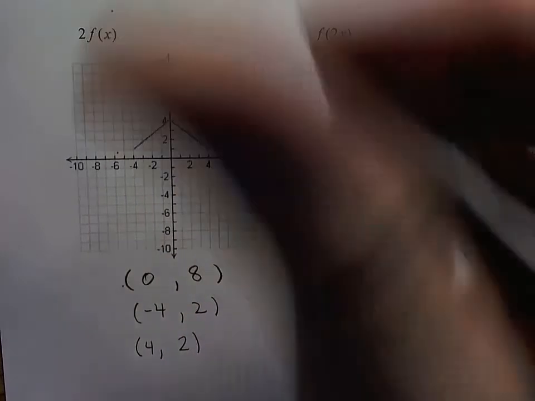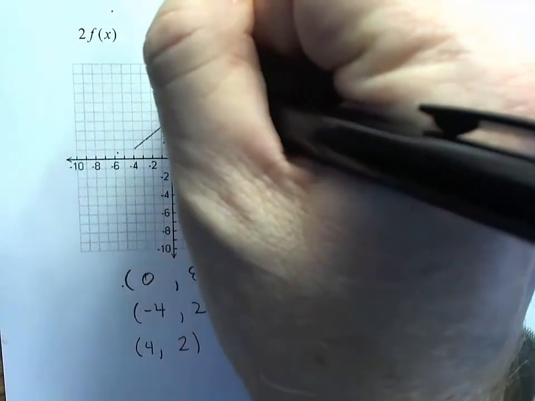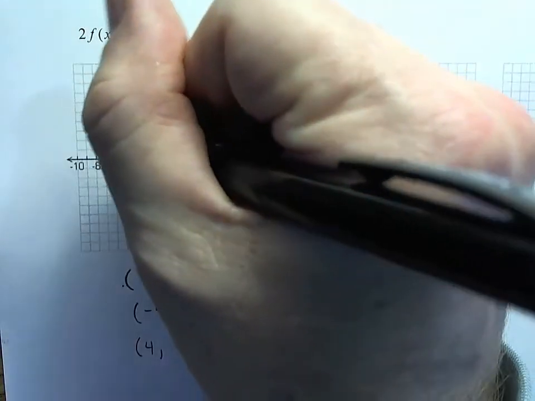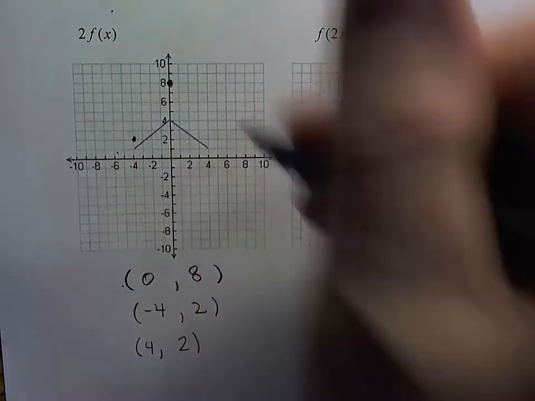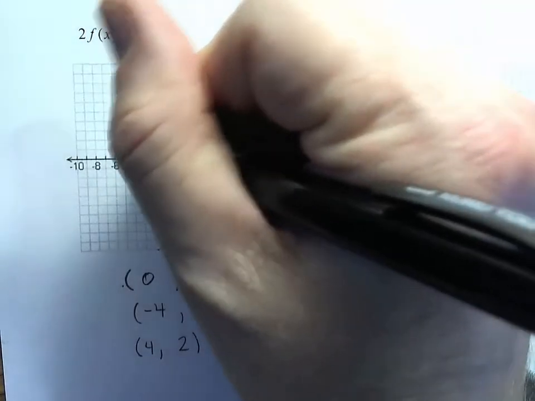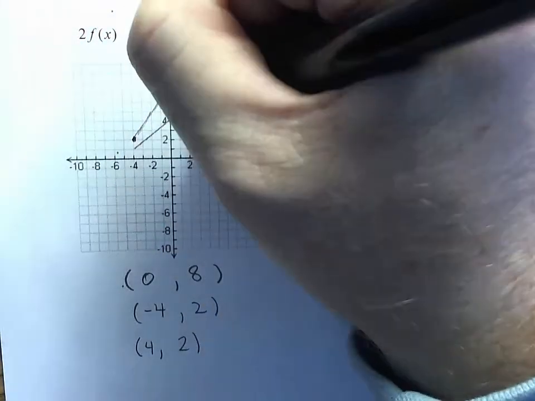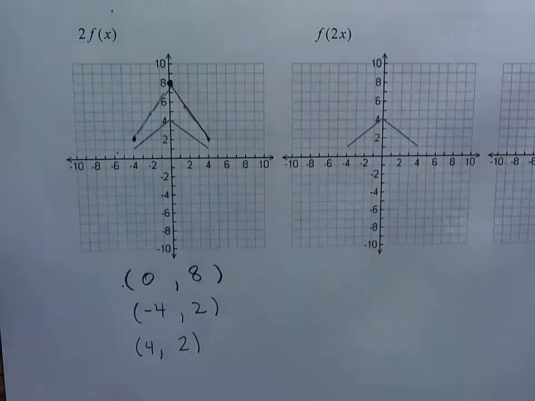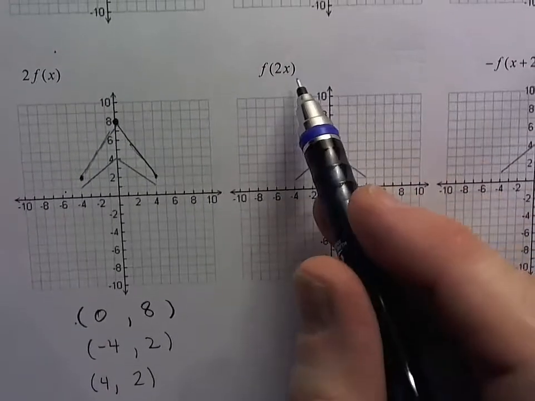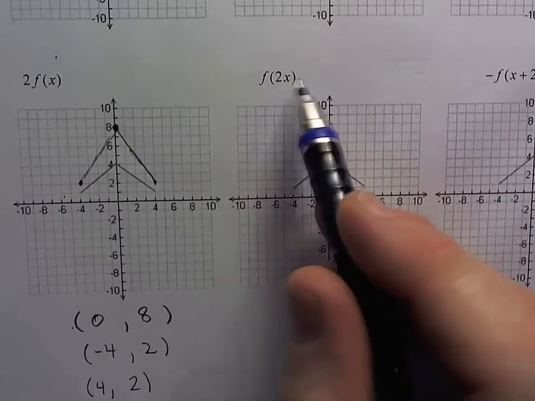And now, if I plot these, I got (0, 8). There's that point. I've got (-4, 2). There's that point. And (4, 2). So, there's what our graph looks like. A little steeper. Okay, now here's another non-rigid shift.